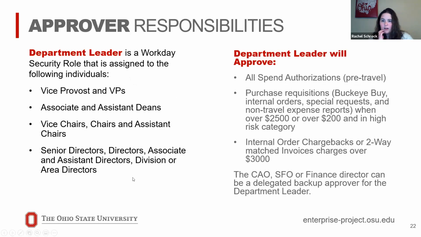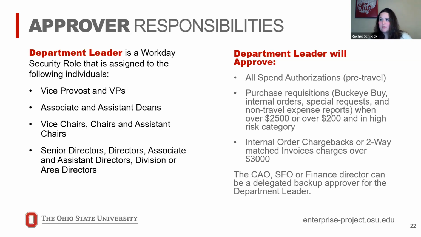So moving on. We have a slide here that talks about, for the finance side, the fiscal side, what the department leader will approve. As you can see, the department leader, by definition, is a security role. It's assigned to usually chairs, vice chairs, assistant and associate deans, and potentially vice provosts or senior directors. They will need to approve all spend authorizations, which is your travel request in current day.